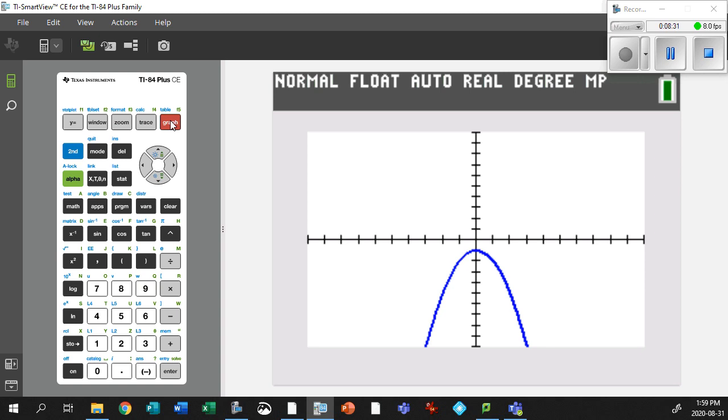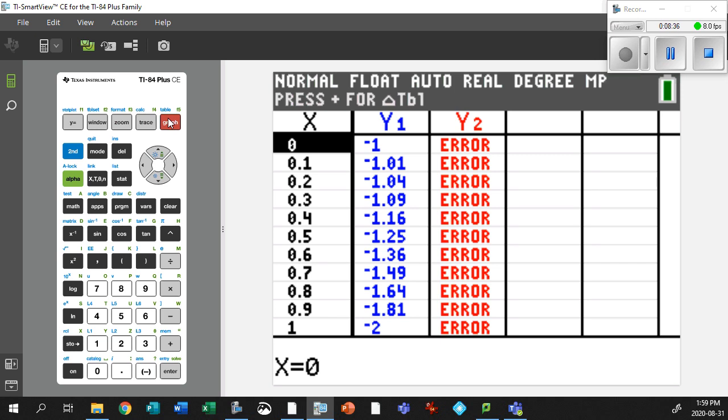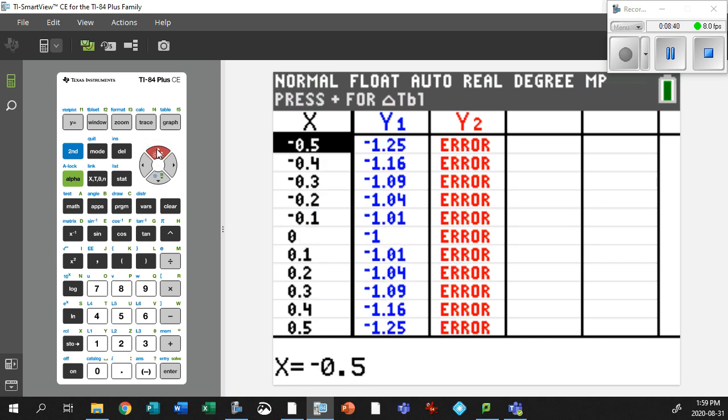It doesn't appear. And let me prove that to you. All you've got to do is go to the second table and look at all the errors. Error, error, error, as far as the eye can see. And the reason why it's error is because all of those values will always be negative. Look at all of these y1 values. Every single one of these y1 values is negative. You can't square root a negative. So guess what? That graph does not exist.